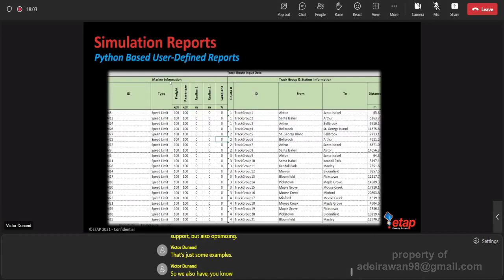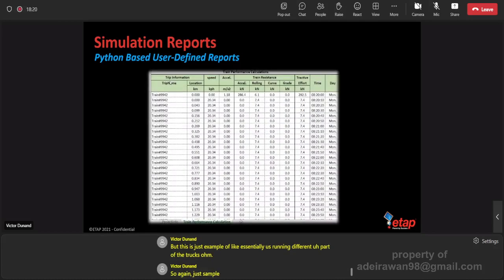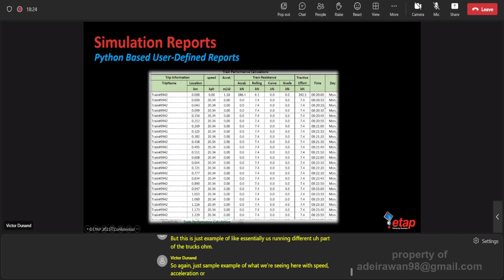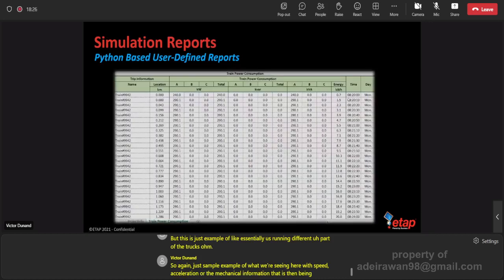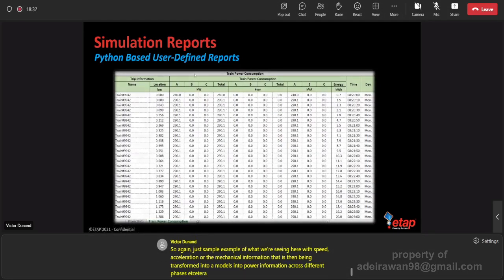So we also have in our software a Python module that helps people then restructure the reports. But this is just an example of us running different parts of the trucks. So again, just a sample example of what we're seeing here with speed, acceleration, all the mechanical information that is then being transformed and modeled into power information across different phases, etc.